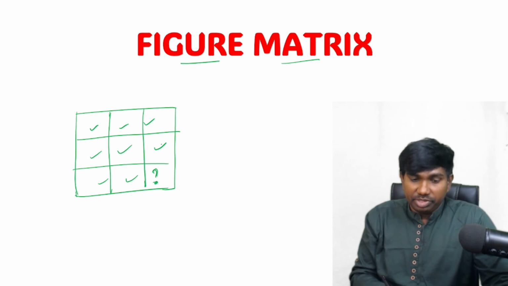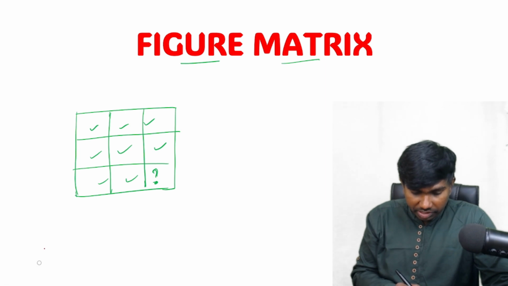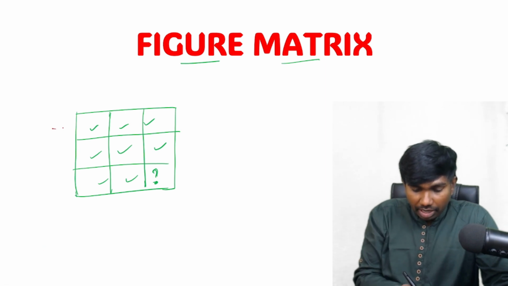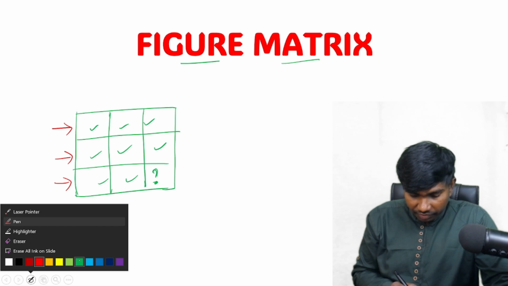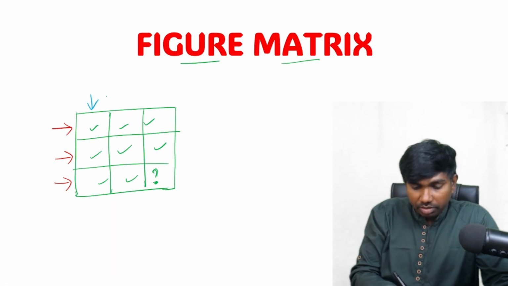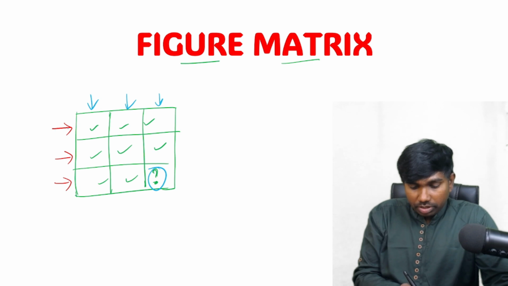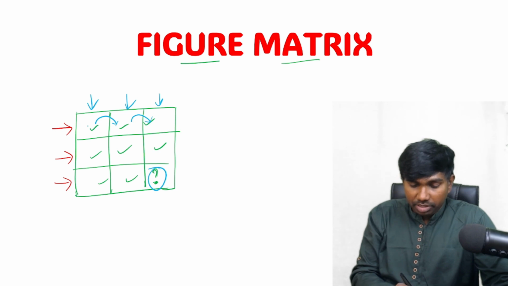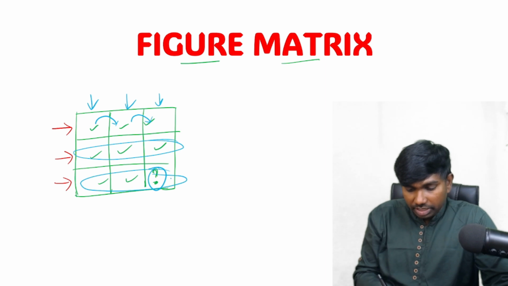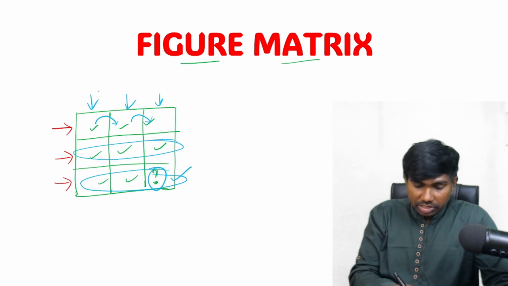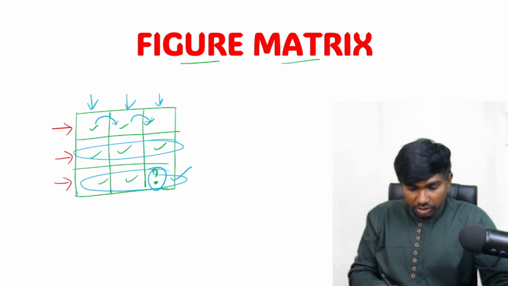One figure will be missing, and in this matrix we have to observe the pattern either horizontally or vertically to get the answer figure. If it is horizontal, this figure and this figure follow some pattern, and this figure to this figure follows the same pattern, so by following the same pattern we should get the answer here. In the same way, vertical also. Let us solve the questions.